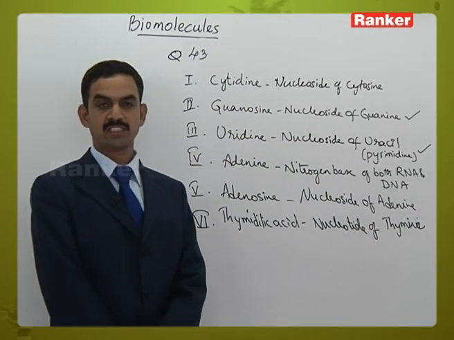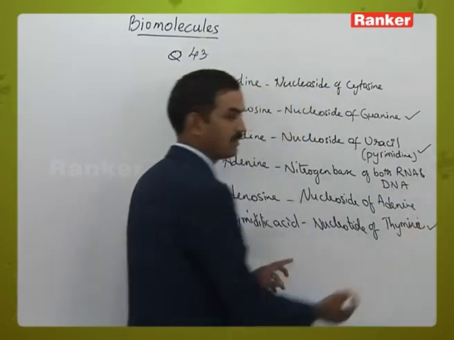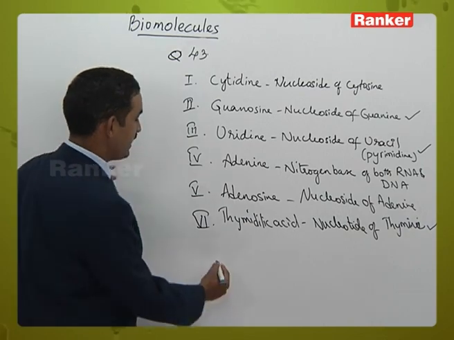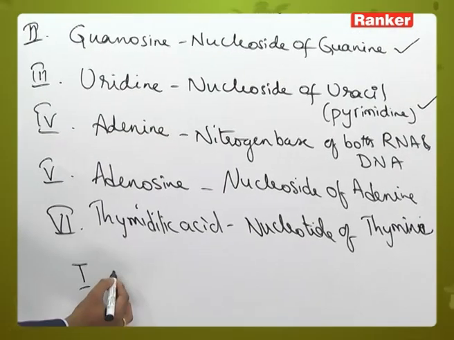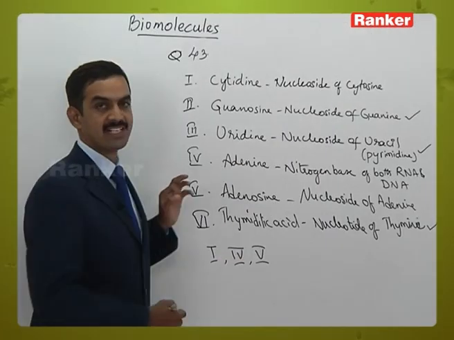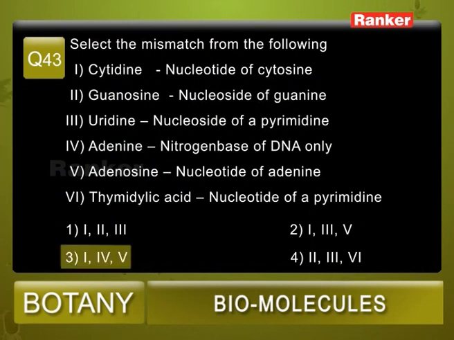Thymine molecule. Thymine is a pyrimidine. So this is correct. This is correct. So from the given options, which one of the mismatch means 1, 4 and 5 are the mismatches that have been given in the table. So these three mismatches are there in the third option. So question number 43, the correct answer is 3.